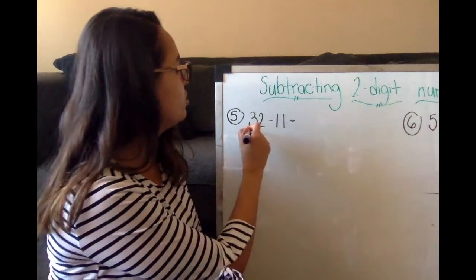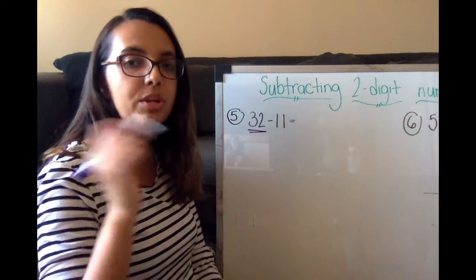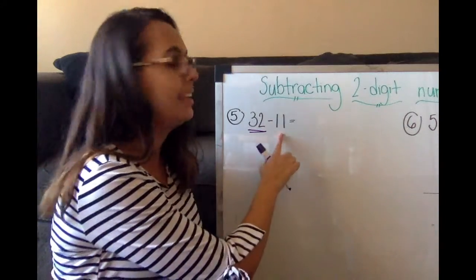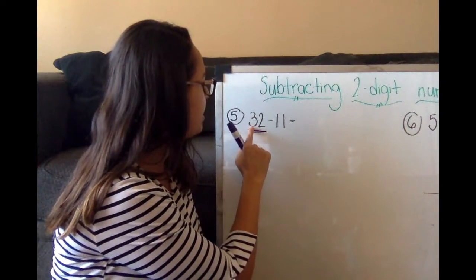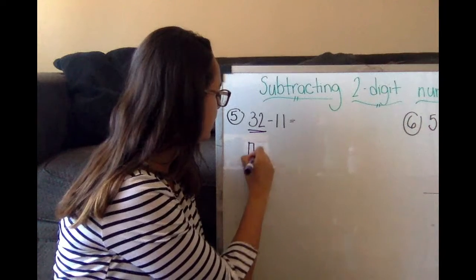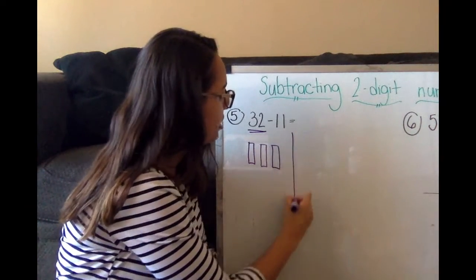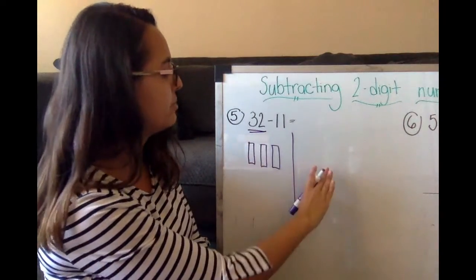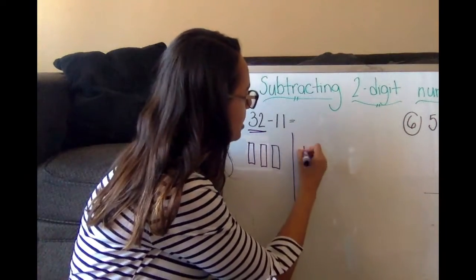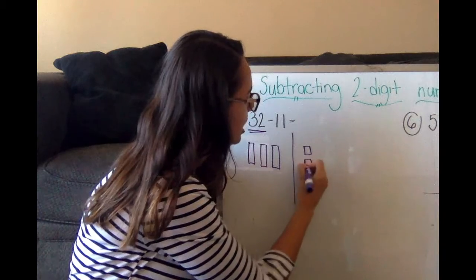The first thing I'm going to do is draw the bigger number, and I'm going to cross out 11. Okay, so I see 3 tens. 1, 2, 3. Draw a line right here so I can separate my tens and my ones. And there's 2 ones. 1 and 2.